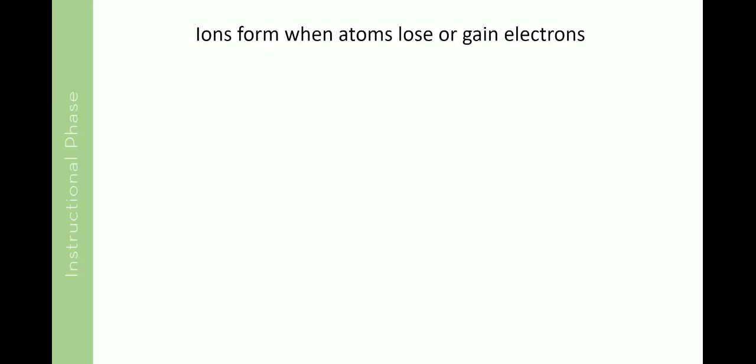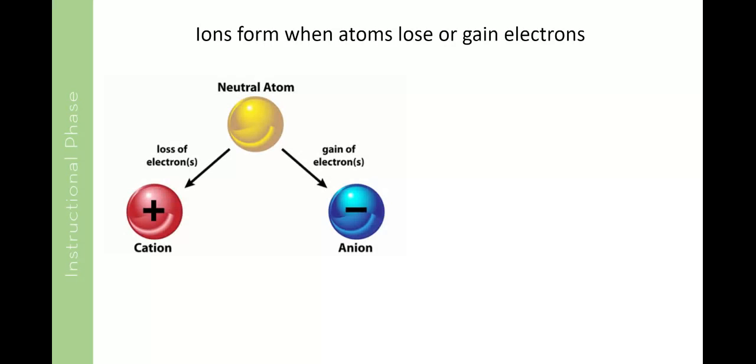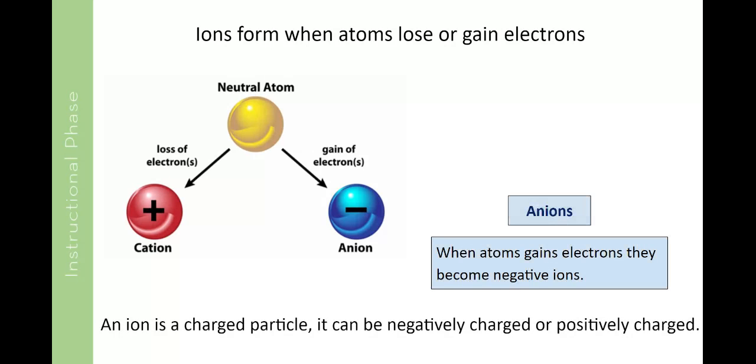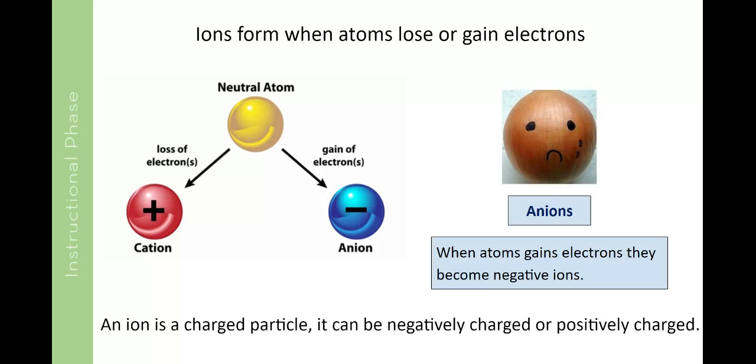So just like we did for testing for positive ions, I just want to quickly go through what ions are and how negative ions form. So remember, ions form when atoms lose or gain electrons. An ion is a charged particle. So an atom is neutral. If it loses electrons, it becomes positive. We looked at that already. So now we're looking at when an atom gains electrons, it becomes a negative ion, an anion. And we remember negative ions being anions because it sounds like onions, and onions make you cry.